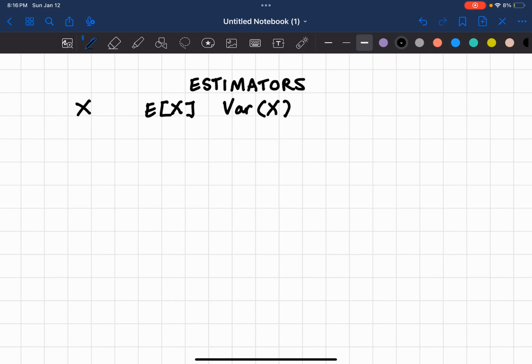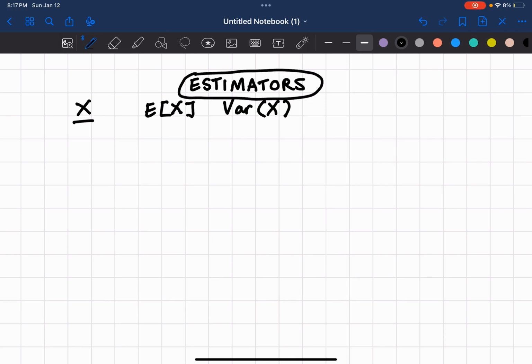For example, we had the number of people who enter a retail store each hour. If that's x, the expectation of x would tell you, on average, how many people would you expect to come into the retail store? And then the variance of x would tell you, on average, how much dispersion does that variable have? This assignment, I want to talk about estimators.